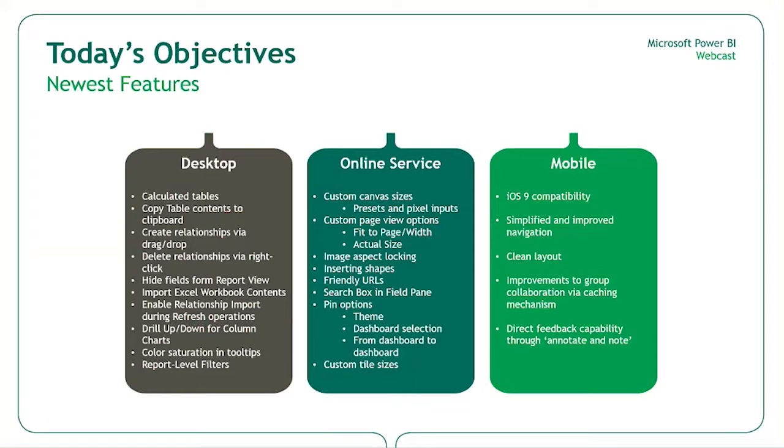In the online service, we'll look at custom sizes, both in canvas creation and page viewing, aspect ratio locking in images, inserting shapes, friendly URLs, utilizing the search box, the myriad of pin options, and custom tile sizes. Finally, in mobile, we'll see the new iOS 9 compatibility via the iPad app, cleaner and more intuitive navigation, and some collaboration features. So there's quite a bit to take in.